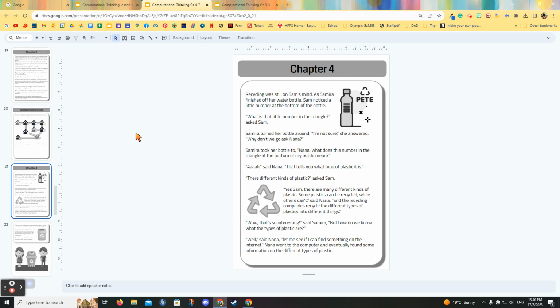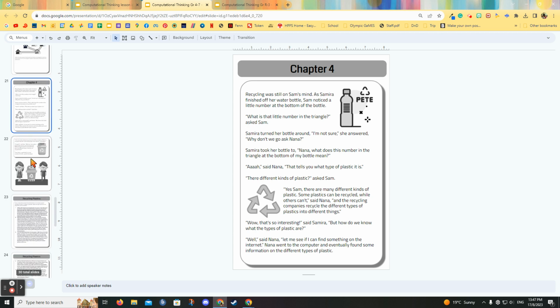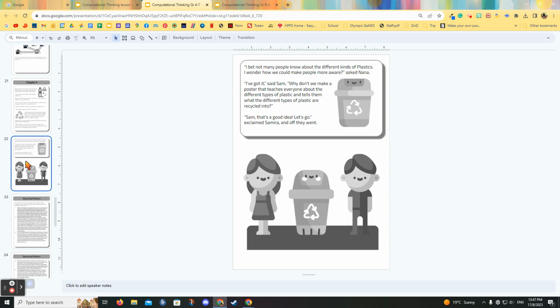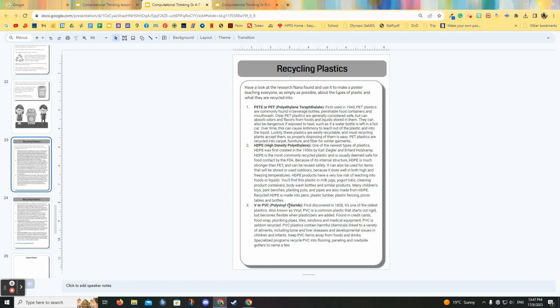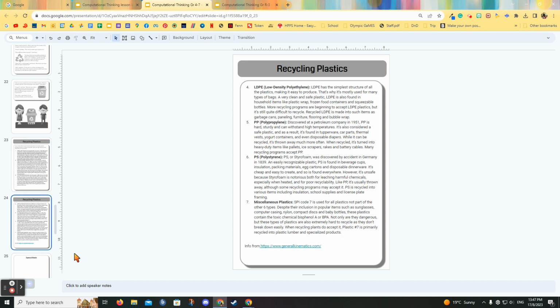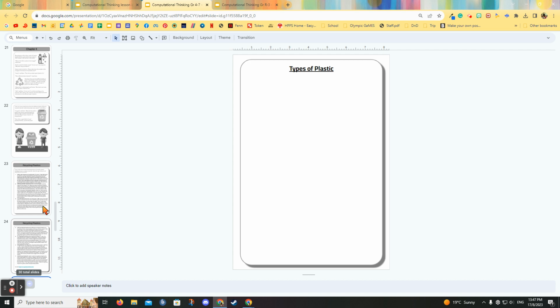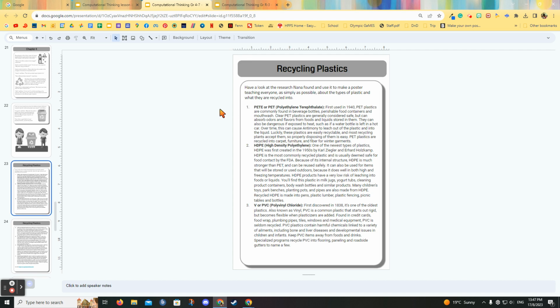Then in chapter 4, they're talking about different kinds of plastics that can be recycled in different ways. They're talking about the plastic number at the bottom of the plastic items and what it relates to. Here is a list of all the plastics, and maybe a teacher can help read through this with the learners. Then they need to come up with a poster teaching everyone about the different types of plastics and what they can be recycled into.